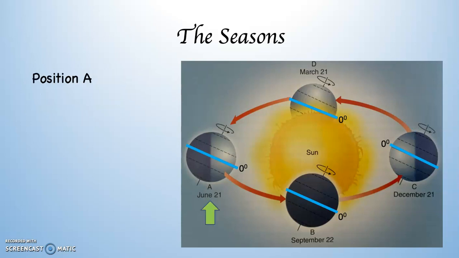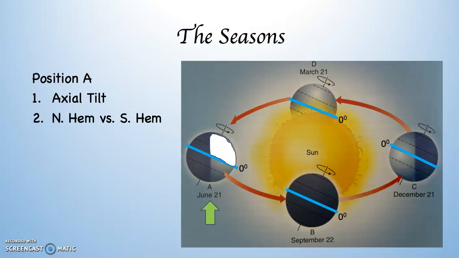Let's start with position A. At position A, these are the things that you need to notice. First of all, from the northern hemisphere, the Earth's axis is tilted toward the sun. I'm not saying it's pointing directly at it like the red arrow, but the axis itself is tilted toward the sun from the northern hemisphere. Can you see that? Just take a look over at position C and notice the way the Earth's axis is going to be at position C from the northern hemisphere. Good.